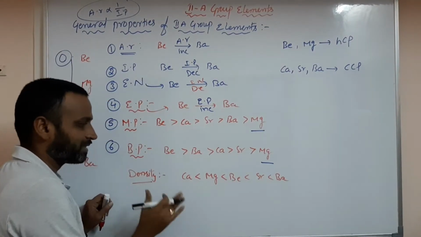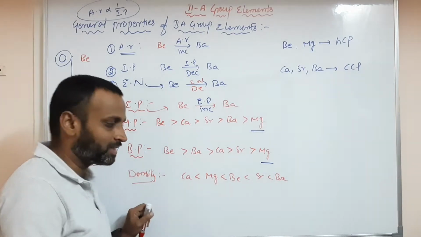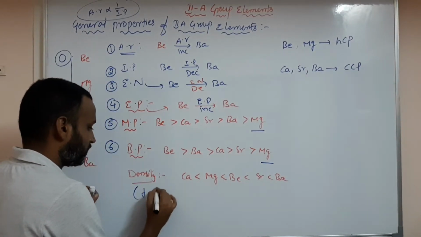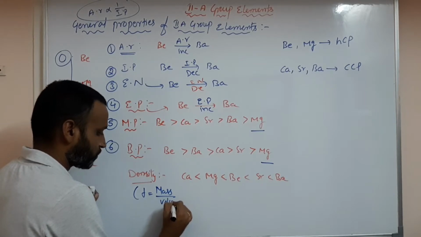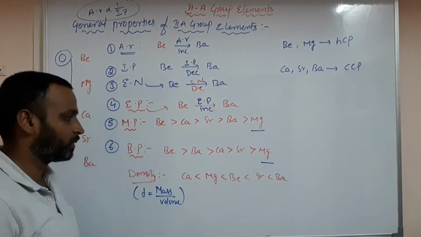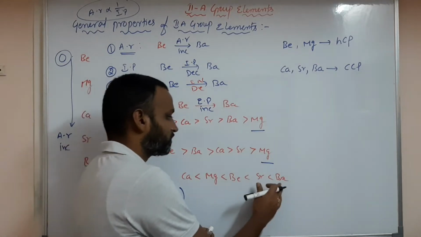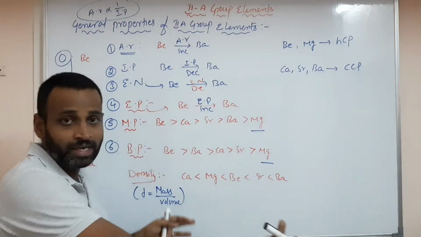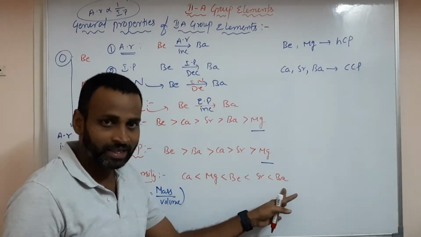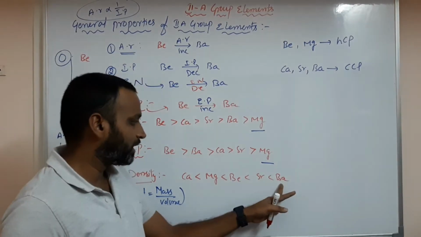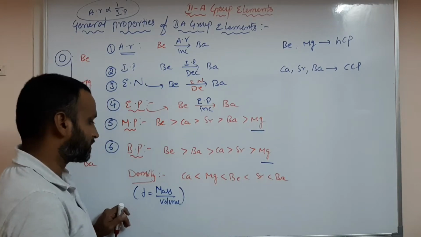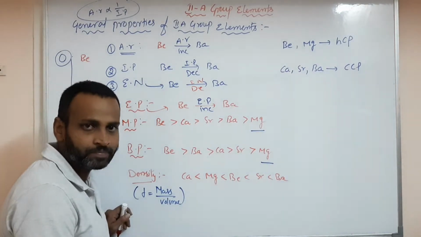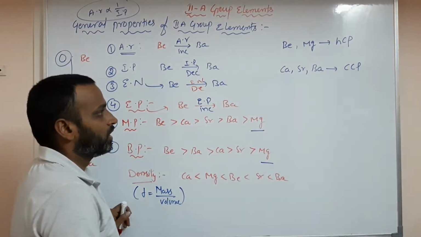Next, come to density. Density is not in our hand. Density always depends on mass and volume. Everybody knows density is mass by volume. Mass is more for barium, because going down, atomic weight increases, gram atomic weight. Certainly barium has more, strontium has more. But why is calcium least? Certainly volume matters there.